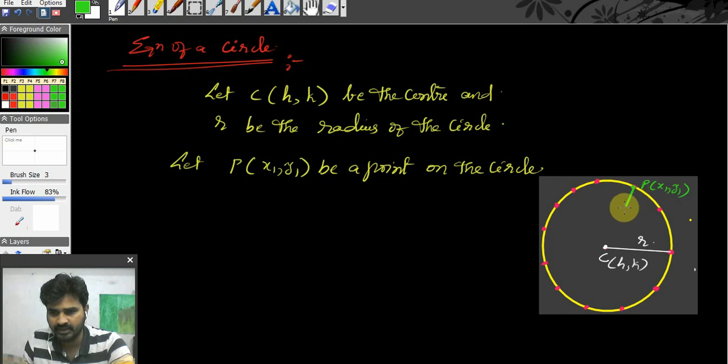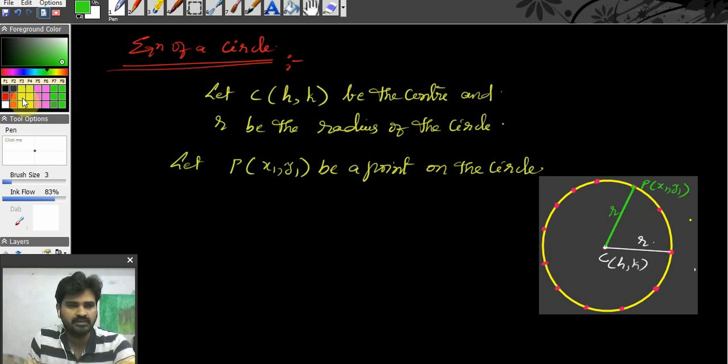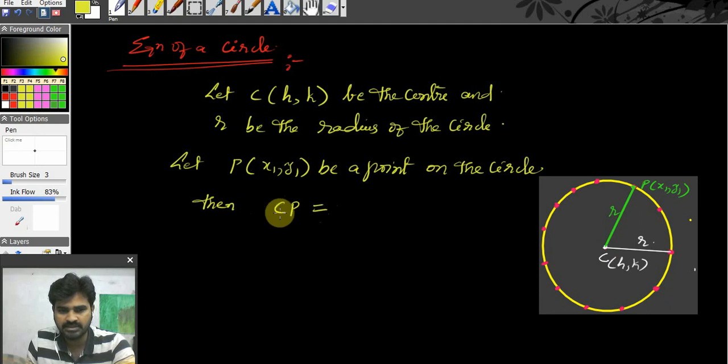You need to find the distance from that point to the center. That is always equal to the radius. So here you are going to write: let P(x1, y1) be a point on the circle. Then the very next step, we write the center to point distance CP, where CP is called the distance of center to point P.